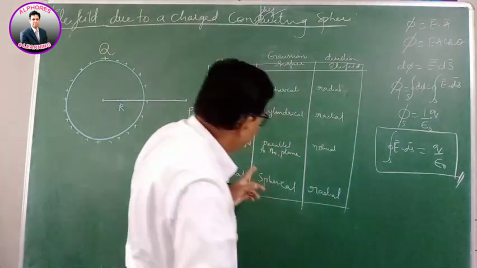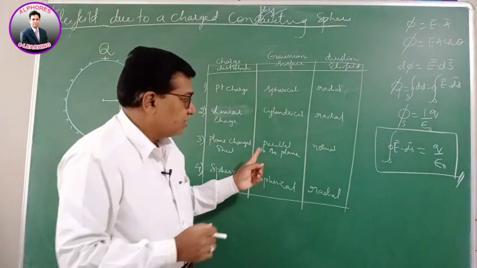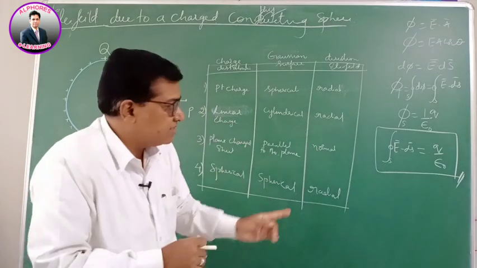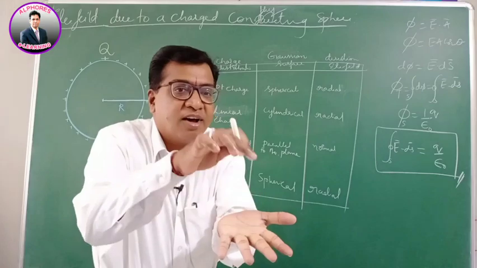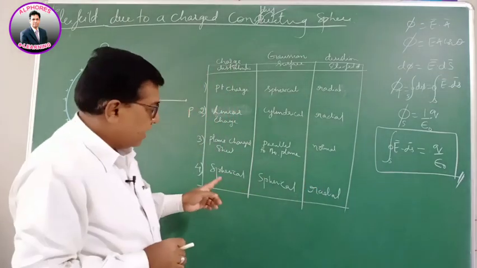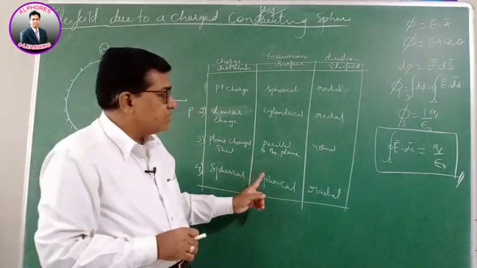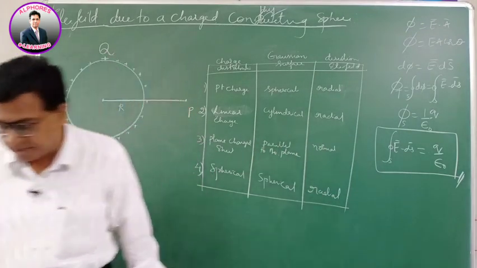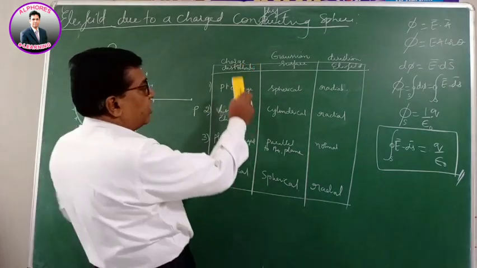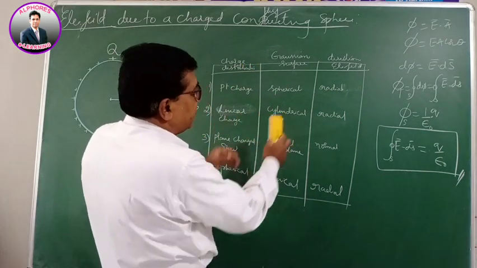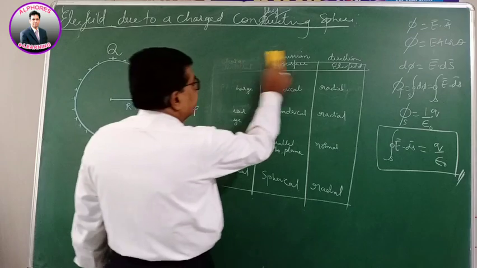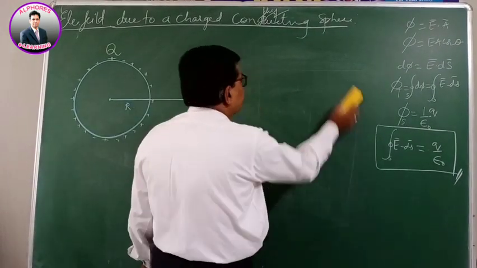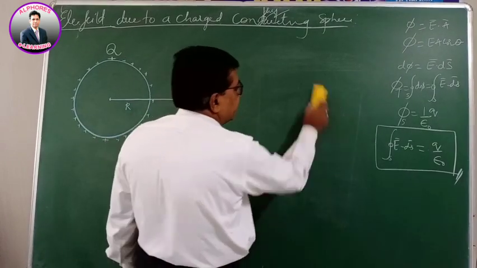So for a charged plane sheet, the Gaussian surface should be a plane parallel to it, enclosed on either side. The direction will be normally outward to that plane. And for a spherical charge distribution, the Gaussian surface is spherical and the direction of the electric field is radial. Very important to remember. According to the nature of the charge, imagine the Gaussian surface and the direction. Based on that, you deduce the respective electric field for various charges.